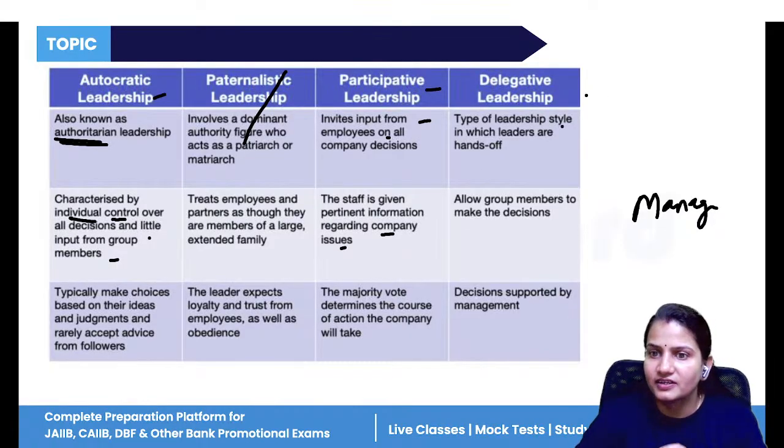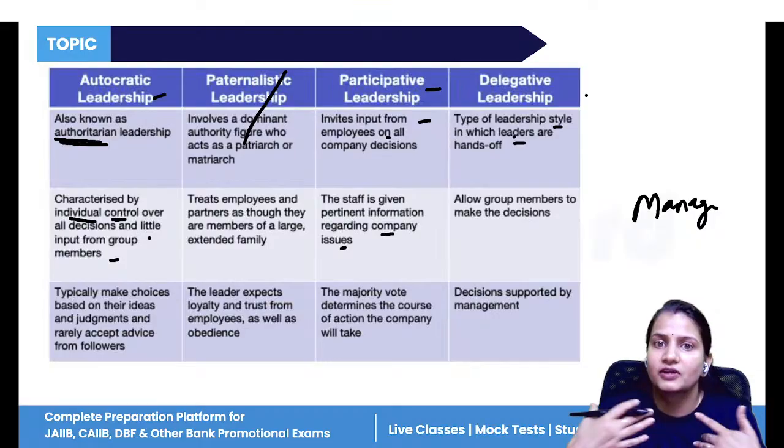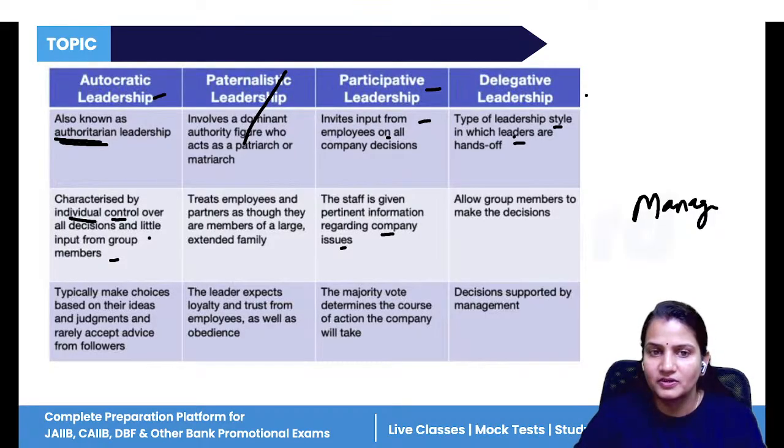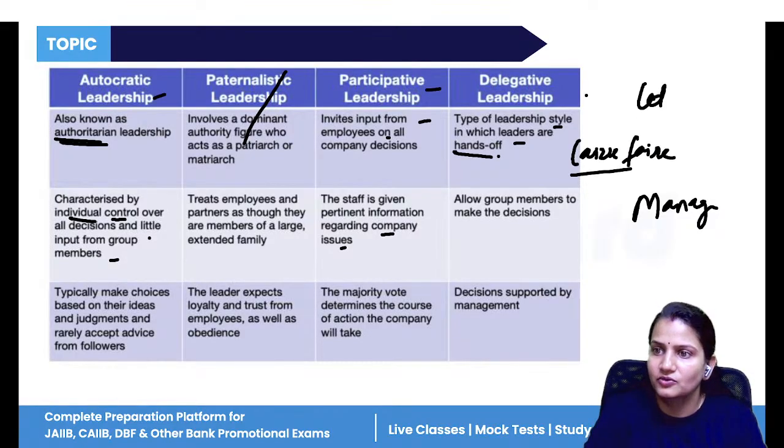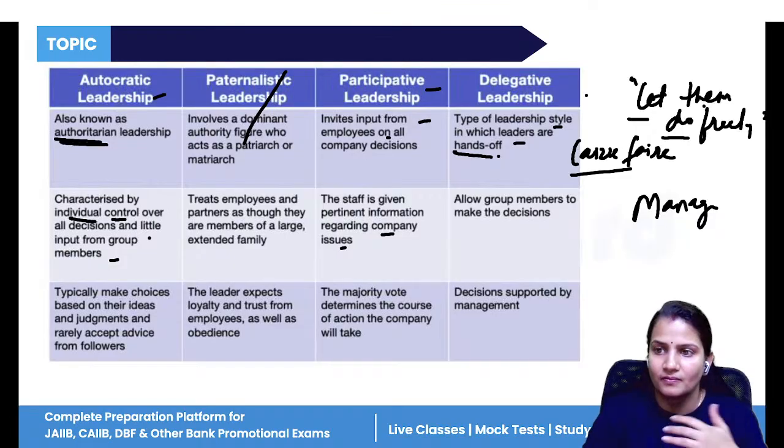Delegative means it is the leadership style where leaders say that I have given you the power. Now you are responsible for this. I will also see how you are taking decisions for the company. It is also known as laissez-faire, which means let them do freely. So leaders are giving you a chance. They are saying that I have given you power. Now you have to take decisions for the company.